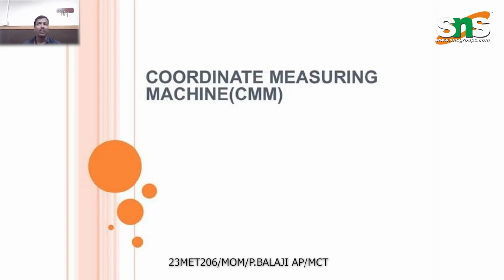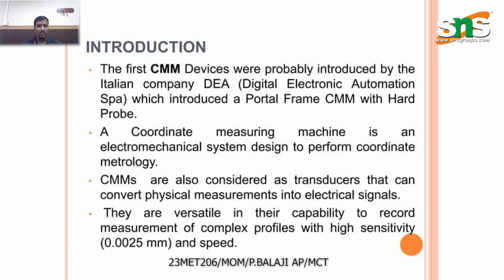In the traditional way, people use vernier calipers, slip gauges, and dial gauges. Those are used for manual measuring purposes. But the coordinate measuring machine is an automated measuring machine for dimensions, and we can also measure dimensions on multiple surfaces. So I need to give an introduction about the CMM.